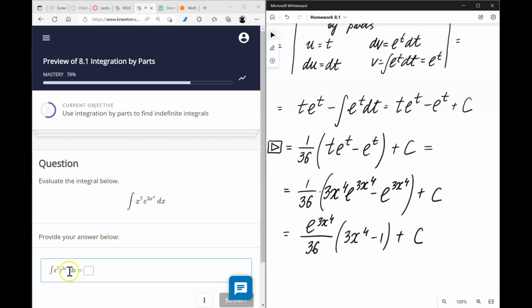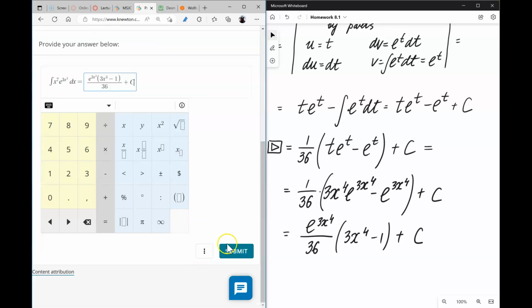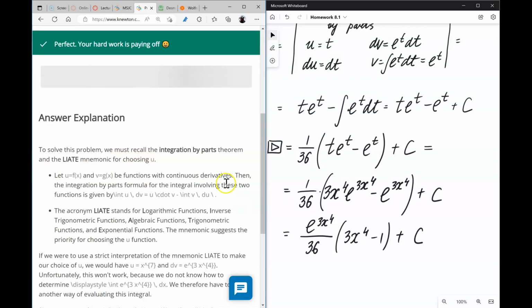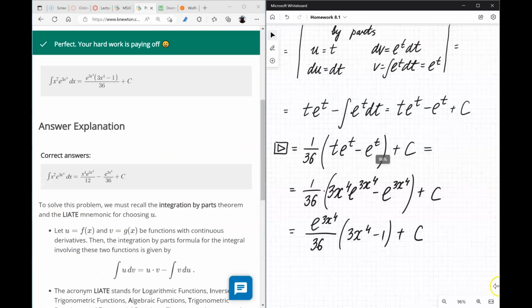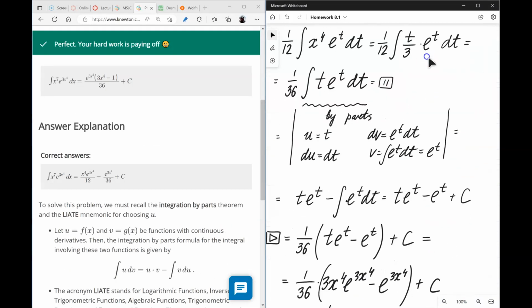So this is the final answer. So let's type it up. We have e to the power 3x to the power 4 times 3x to the power 4 minus 1, and all that divided by 36, and we have plus c. So this was problem number 8.